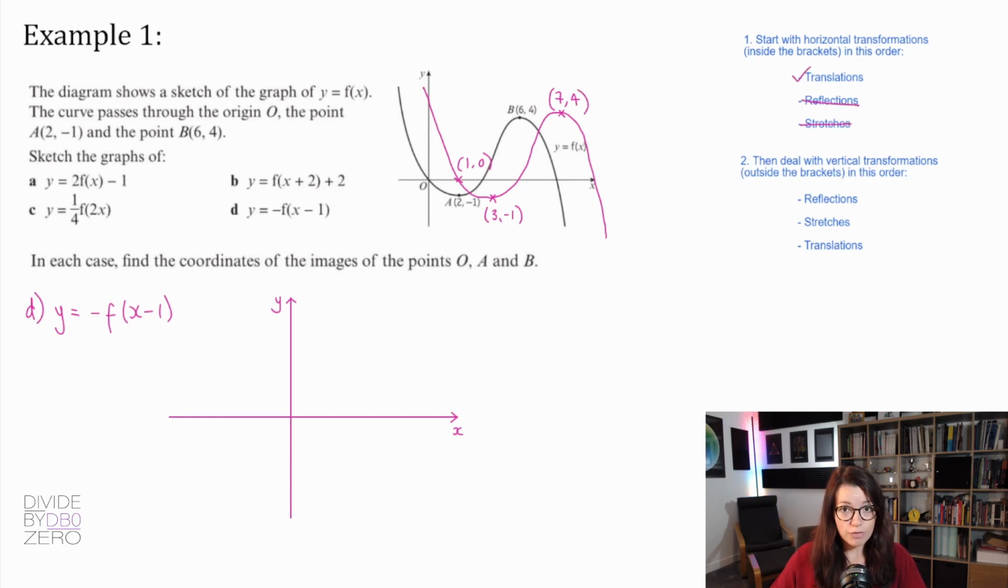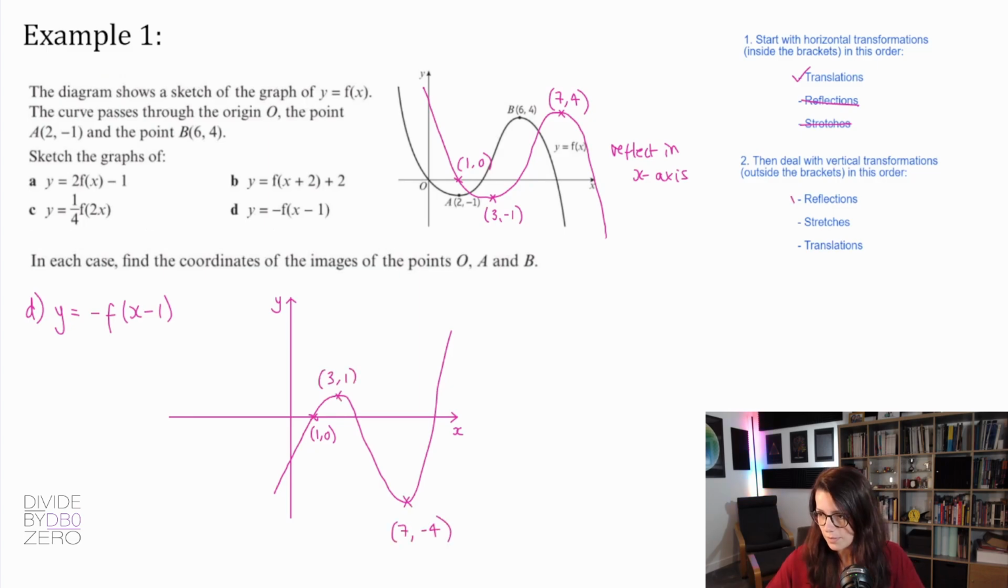We do have a reflection in the vertical transformations. So we actually want to reflect this time in the x-axis. Thinking about what that would look like down here, something like this. This point stays as 1, 0. This point becomes 3, 1, and this point becomes 7, -4. So we've dealt with that, and there's nothing else to do for this one.